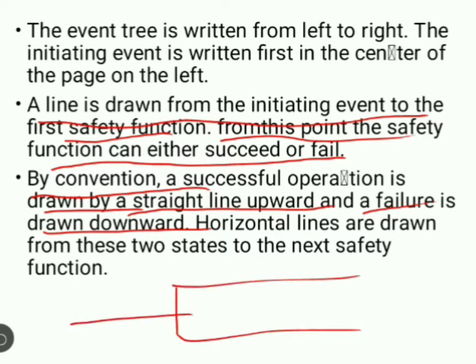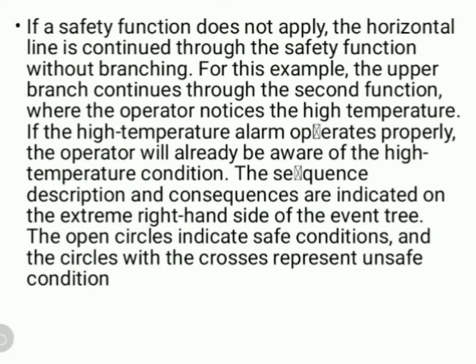So first is the initiating event, then the safety function. If it is working properly, we draw like this. If it is not working properly, we draw in parallel, and again the last event. So this is how the events are drawn. Those are the first steps involved. Now you see, if the safety function does not apply, the horizontal line will continue. That is what we have explained.